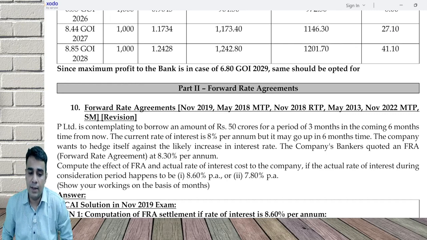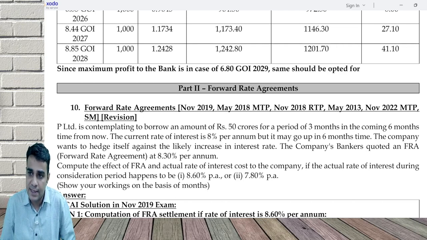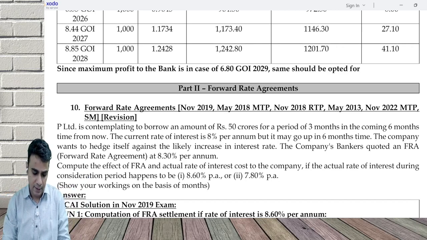P Limited is contemplating to borrow an amount of 50 crore for a period of 3 months in the coming 6 months time from now. Current rate of interest is 8%, but it may go up in 6 months time. The company wants to hedge itself against the likely rise in interest rate. Banker quoted an FRA of 8.3%. Compute the effect of FRA and the actual interest rate if the actual interest turns out to be 8.6 or 7.8. Let's do both the calculation, 8.6 and 7.8.